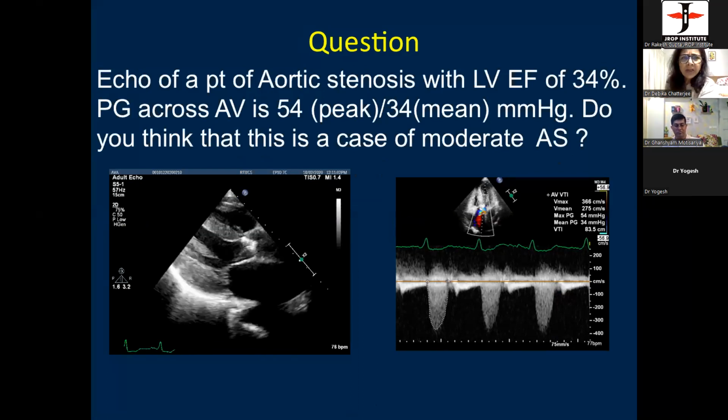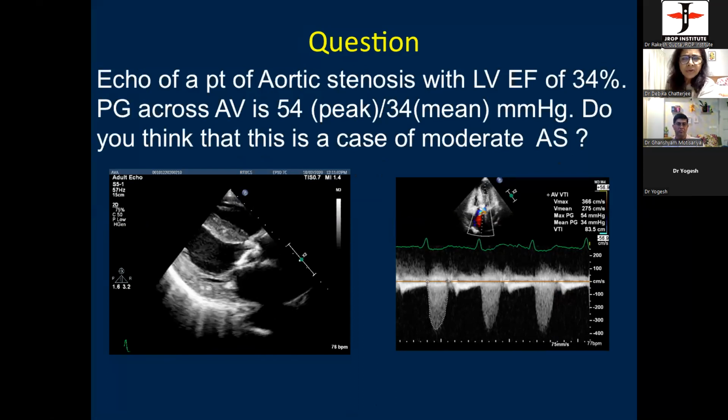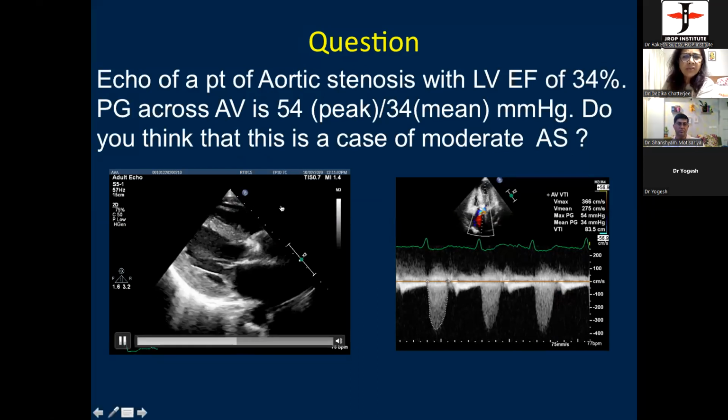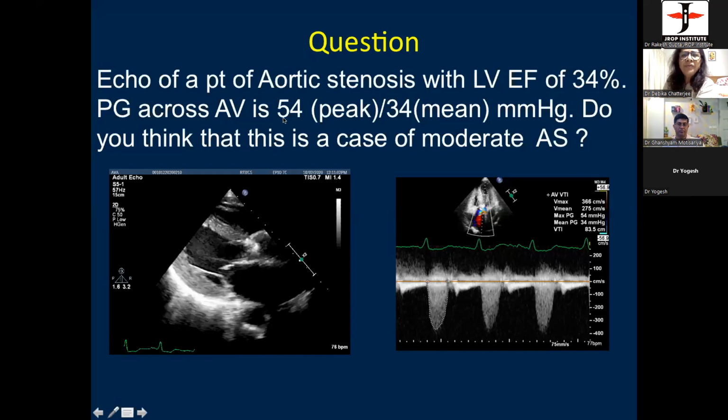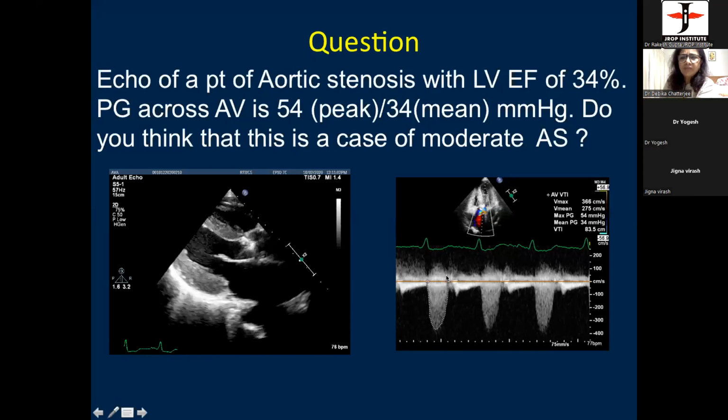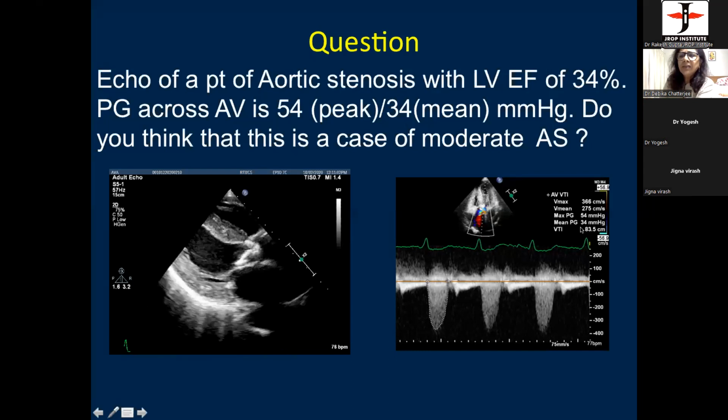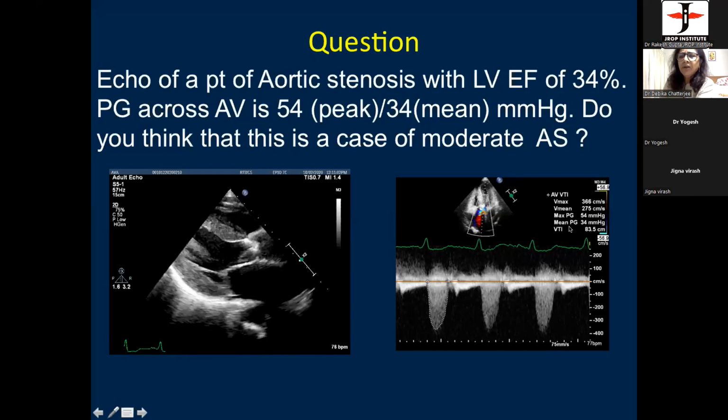This is the echo of a patient of aortic valve stenosis. As you can see here, it's hardly opening. Look at the LV, the ejection fraction is 34%. From the apical 5-chamber view, I get a gradient of 54 by 34 millimeter of mercury across the aortic valve. So this 34 millimeter of mercury indicates what? Moderate aortic stenosis, right? Yes, ma'am.